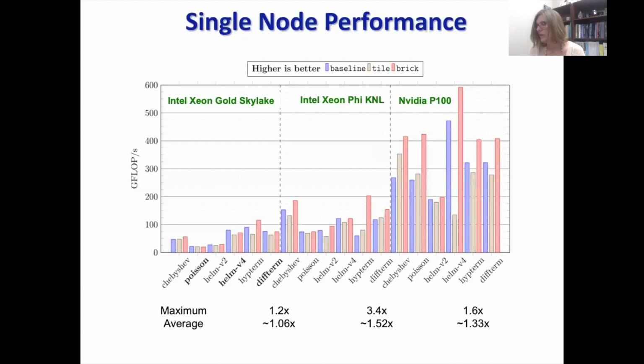So the brick version consistently outperforms just tiling and achieves speed up across all the architectures over the baseline. And achieves speed up on everything for the P100, and it tends to achieve the most significant speed ups across the board for stencils that are high order and have lots of input data.